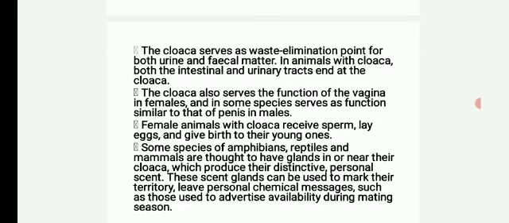Number 4, some species of amphibians, reptiles and mammals are thought to have glands in or near their cloaca which produce their distinctive personal scent. These scent glands can be used to mark their territory, leave personal chemical messages such as those used to advertise availability during mating season.